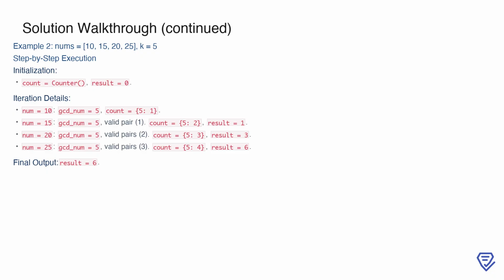Finally, for number equals 25, the GCD is still 5. Now there are 3 valid pairs because there are 3 previous occurrences of gcd_number equals 5. The hash table becomes count equals {5: 4}, and the result is updated to 6. The final output for this example is 6 valid pairs.